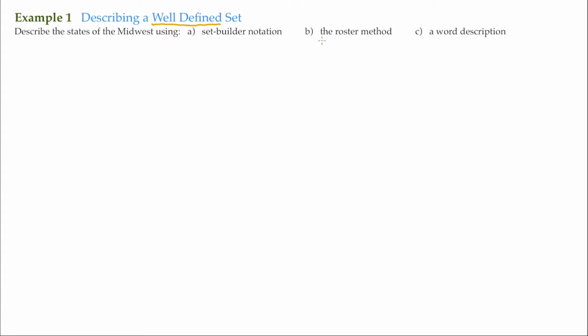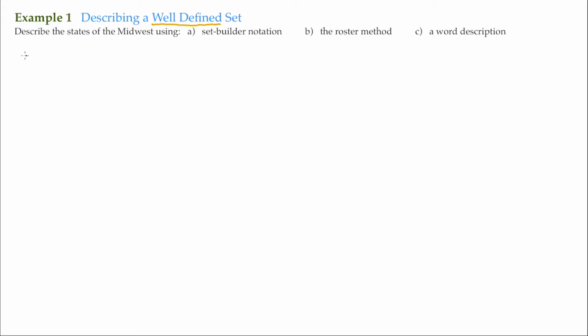The next method here is the roster method. And that is pretty much exactly as the name implies. You can think of it as the roster for a sports team that lists all the players on the team. And then the final method here is a word description, and that is simply a sentence that we use to describe the set. So for here, we are going to describe the states of the Midwest.